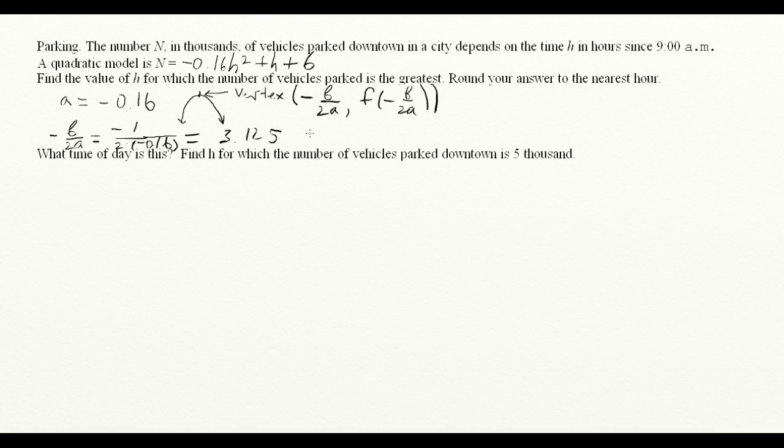Right, so what time of day is this? Well, it's 9 a.m. plus 3 hours and some minutes. How many minutes is that? Here we can multiply 125 thousandths times 60, and that will give us 7 and 5/10 minutes. That's how you find the minutes, so 8 minutes. So that's approximately noon time.